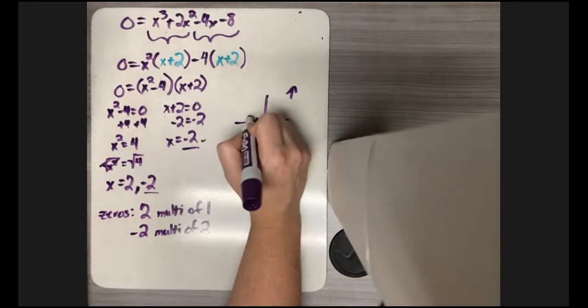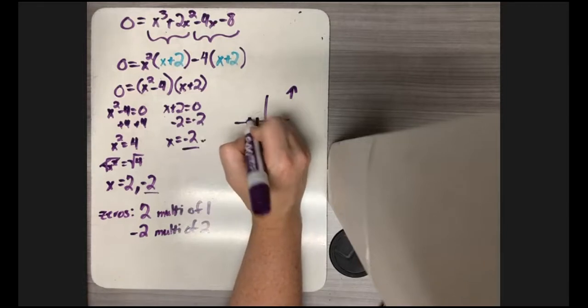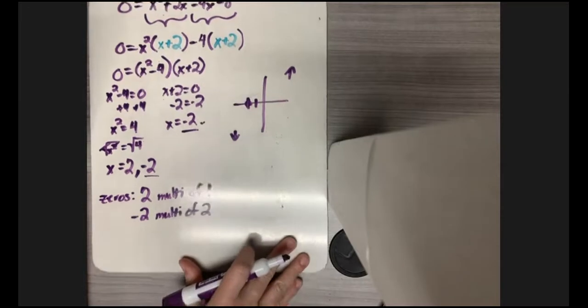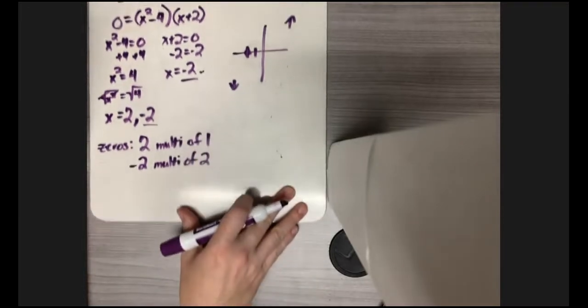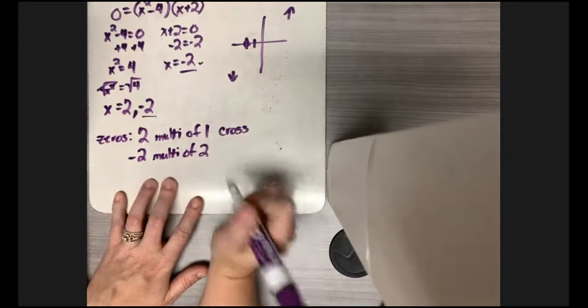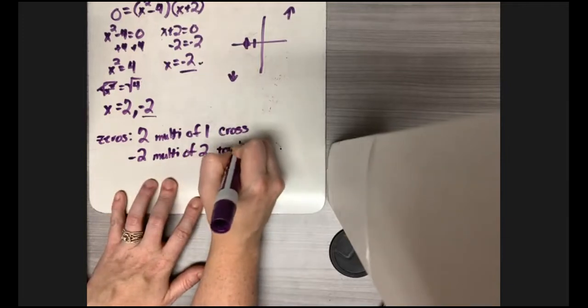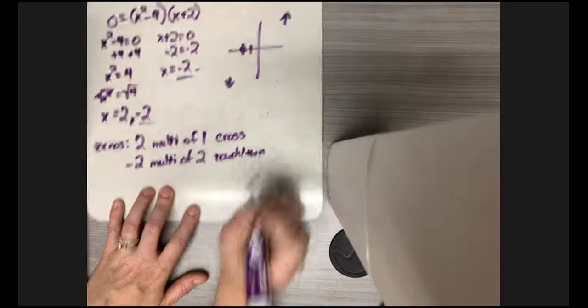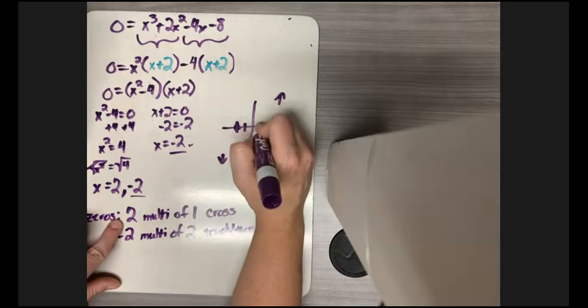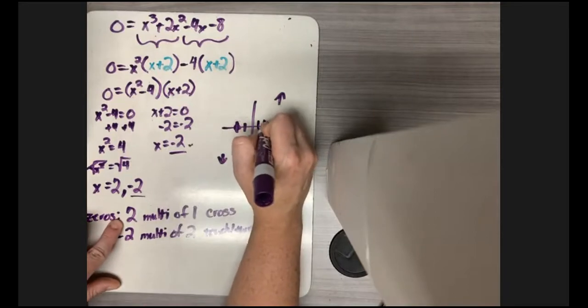Now, I have 1 over here at negative 2, okay? And going back to our information down here, this multiplicity of 1, this is a cross point, and this one is a touch and turn, okay? So back up here, I've got 1. I've already marked the 1 for negative 2. I'm going to mark the 1 at 2.